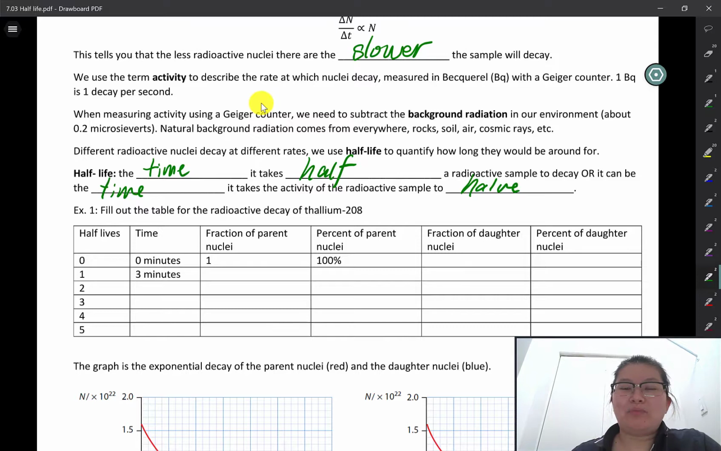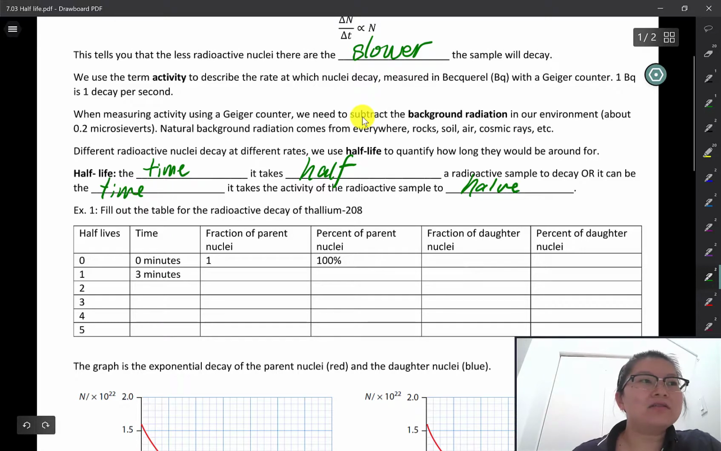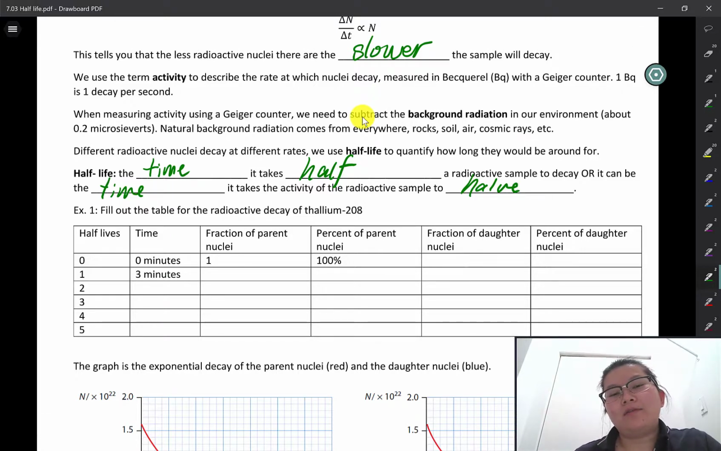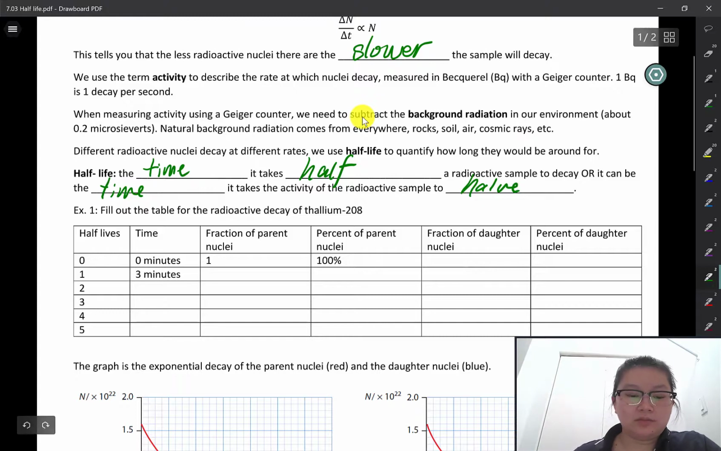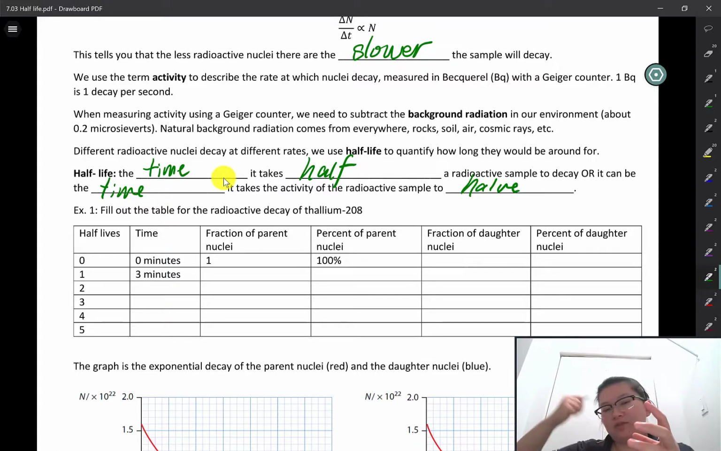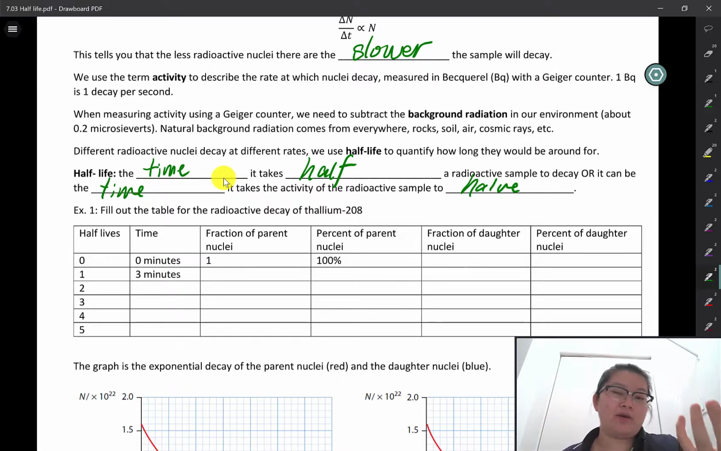The unit of activity is the becquerel. That's essentially how many decays you get per unit time, per second. So half-life measures the time for half of the sample to fully decay into the daughter nucleus. You'll have half the sample left, which is still radioactive. If you're talking about activity, it's the time it takes the rate of decay to slow down to half the rate at which it was decaying to begin with.